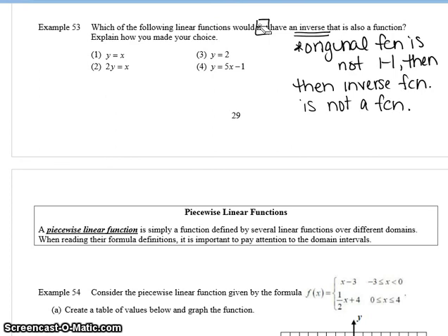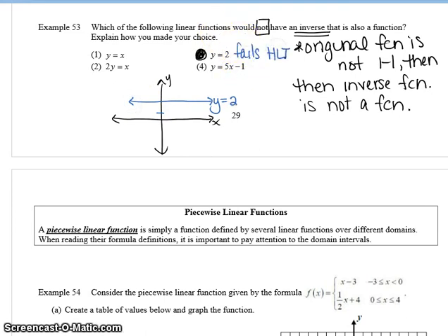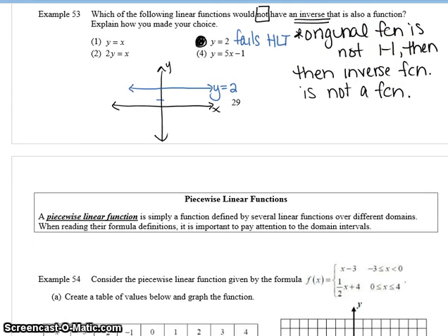If you remember, if it's 1-to-1, it has to pass the horizontal line test, okay? So if you look at choice 3, which is my answer, the line y equals 2 would look like this. You'd go up 2. Here's the line y equals 2. That definitely fails the horizontal line test. If that fails the horizontal line test, that means it's not 1-to-1, therefore its inverse is not a function. Okay? It's a little bit confusing, so you might have to rewind and replay that.